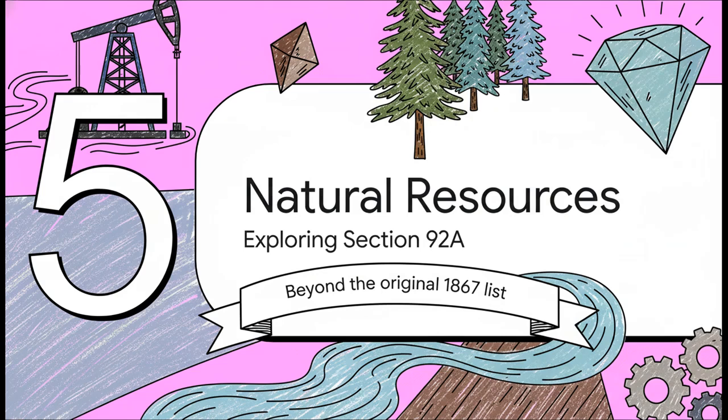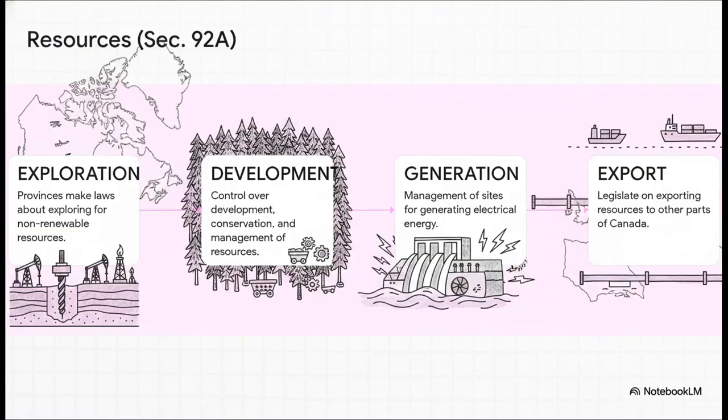Now, beyond that original 1867 list, there's a much more recent addition that gave provinces major new powers over something incredibly valuable here in Canada: our natural resources. And get this, it wasn't even in the original document. It was added in 1982. And this is a huge deal. Section 92A gives provinces this clear 4-step authority over all the wealth in their land. We're talking everything from exploring for oil and gas, to managing forests, to generating hydroelectricity. This section basically confirms that when it comes to resources, the provinces are in the driver's seat.